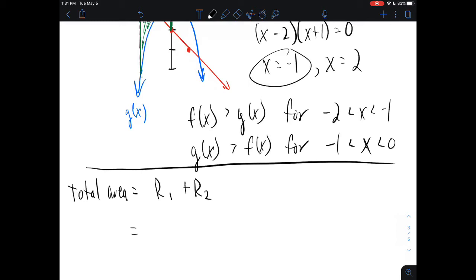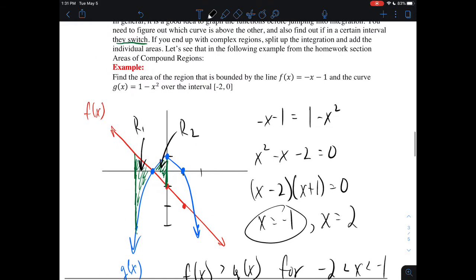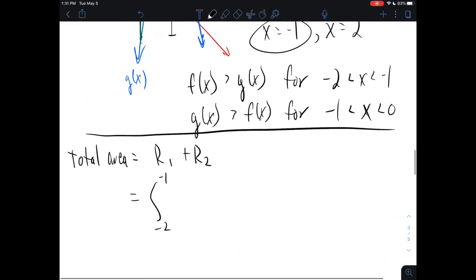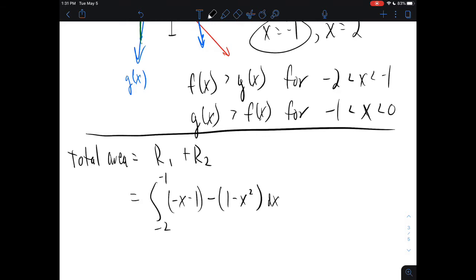And the way that I would find the area for region 1, the limits of integration would be from negative 2 to negative 1. And then since f of x is greater than g of x, that would be f of x first, negative x minus 1, minus g of x. And I recommend using some parentheses here, mainly because with g of x, you're about to have a 1 minus x squared. And you want to make sure that you remember that the 1 changes sign to a negative 1, and the negative x squared changes sign to a positive x squared. So that's f of x minus g of x.